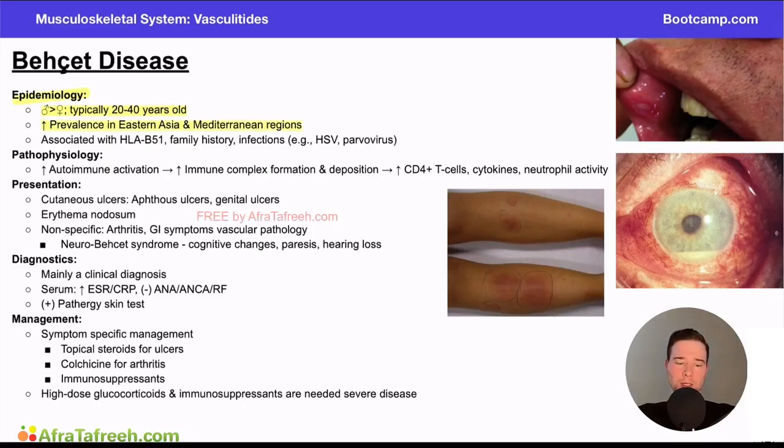Another key point is that there's an association with HLA-B51, family history, and infections, particularly HSV or parvovirus. So these are other clues they can give you in a question, talking about a patient who recently had parvovirus. Now they're presenting with some of these other symptoms.